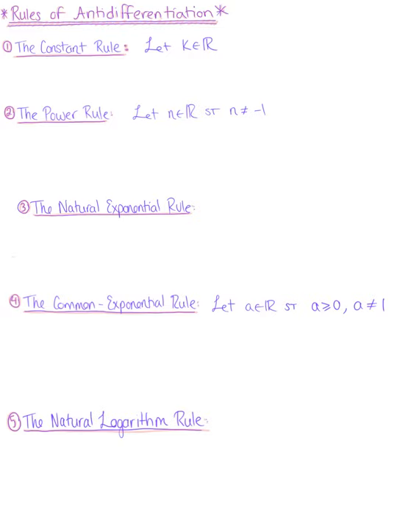So here we look at our general antidifferentiation rules. So the first rule is called our constant rule. If we let k be some arbitrary constant value, then the integral of constant k dx is equal to that constant k multiplied by x plus c. So any antiderivative of a constant is always that constant times x plus our arbitrary constant c.